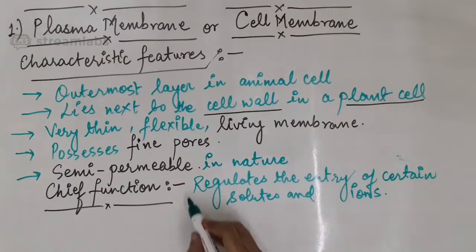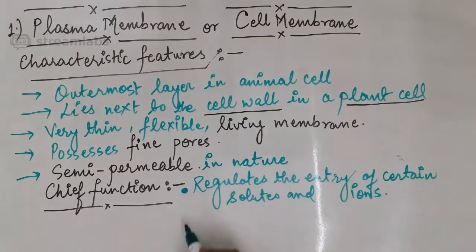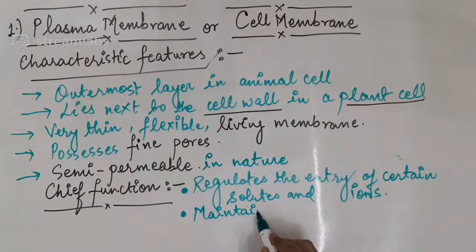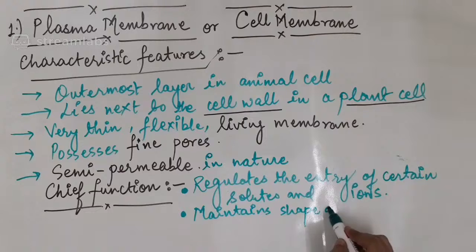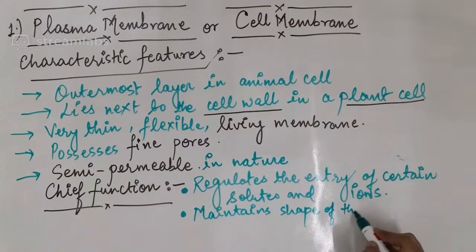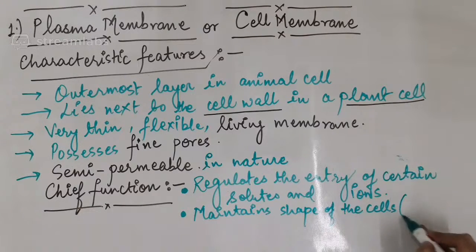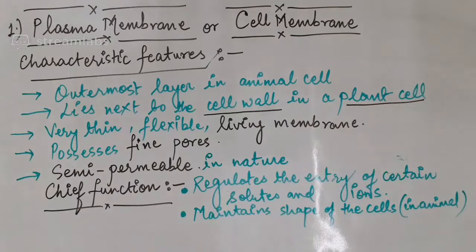And the cell membrane or the plasma membrane also provides and maintains the shape of the cell. So you can write it: maintain shape of the cells in animal. Why am I writing in animal only?